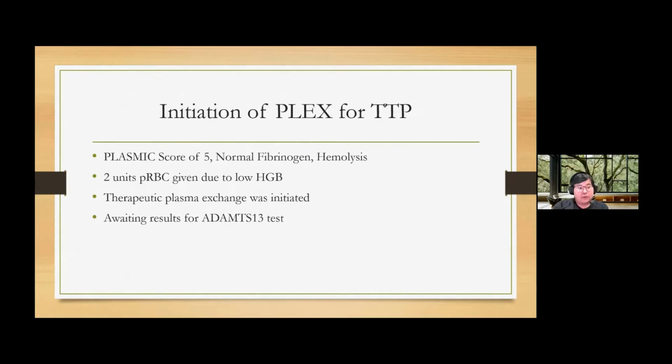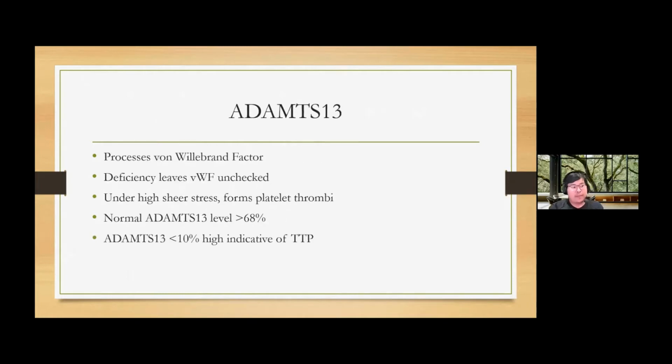So they gave her 2 units of packed red blood cells, and then therapeutic plasma exchange to start while we waited for results from her ADAMTS13 test. So what does the ADAMTS13 do? It cleaves von Willebrand factor.